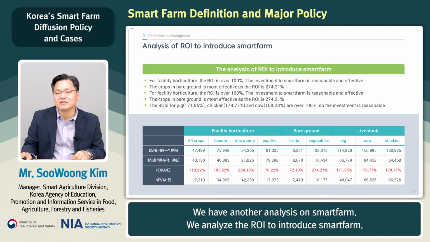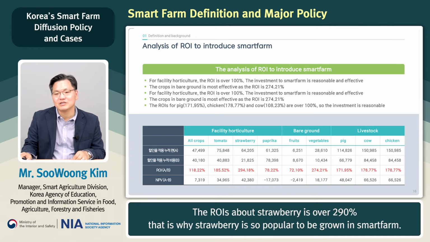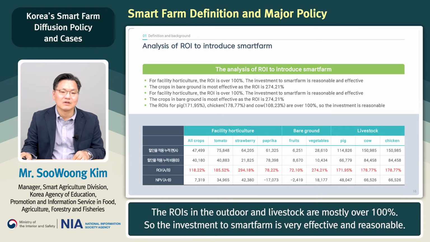We have another analysis on smart farm. We analyzed the ROI of introducing smart farm. In the analysis, the ROIs in facility horticulture are mostly over 100%. The ROI for strawberry is over 290%. That's why strawberry is so popular to be grown in smart farm. The ROIs in the outdoor and the livestock are mostly over 100%. So the investment in smart farm is very effective and reasonable.